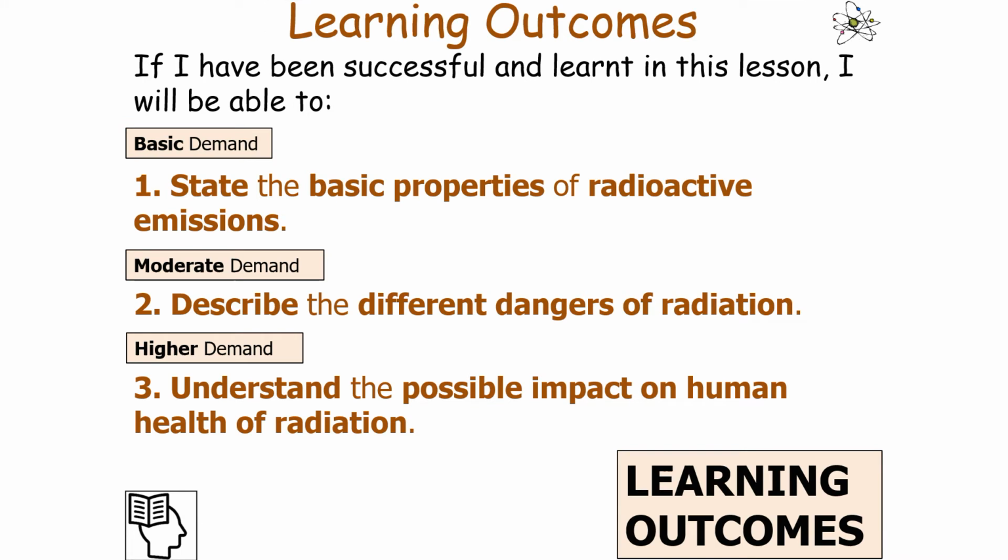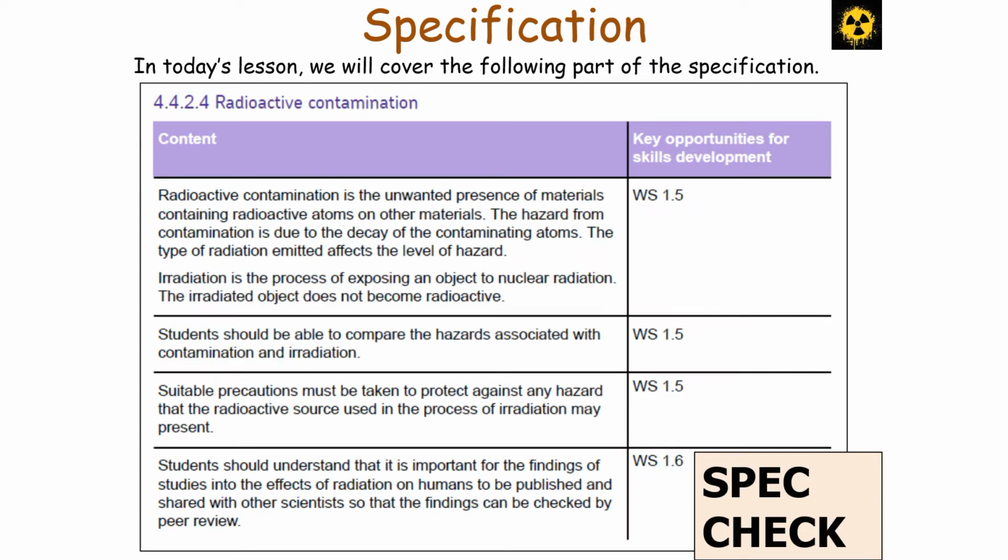If we've been successful and learnt in today's lesson, we should be able to state the basic properties of radioactive emissions. We should be able to describe the different dangers of radiation, and we should be able to understand the possible impact on human health due to radiation.